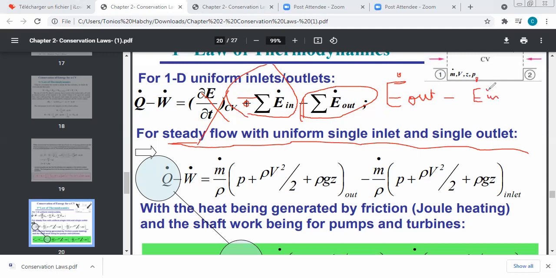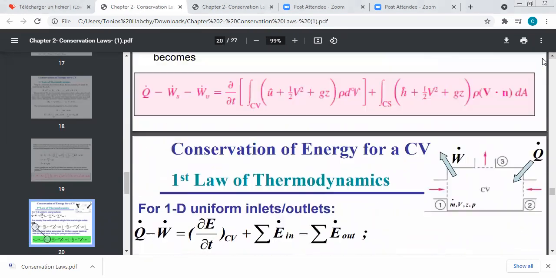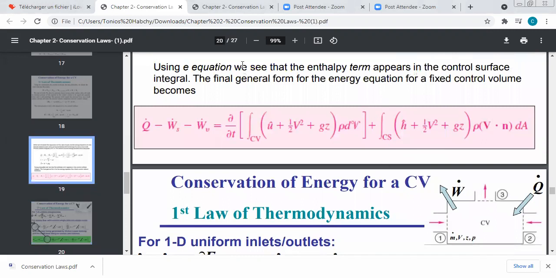So the energy rate is given by the integral of rho times, as we have seen together before, when we write the energy equation, here we will have the term of enthalpy. So if you remember, if you go back here, we have seen together that when we do the integral over the control surface, we'll have the enthalpy plus half V square plus GZ times rho times V dot N dA.